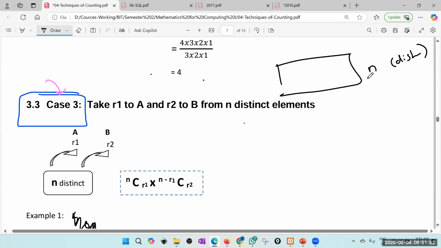So we have n number of distinct elements. What we are going to do is we are going to take R1 of this and give it to someone. R1 is take and give it to someone. Say we are giving it to X.